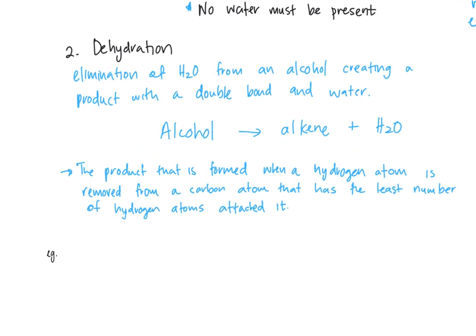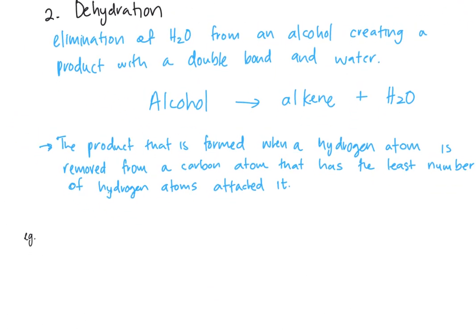So with dehydration reactions, you're going to have the elimination of water from an alcohol, creating a product with a double bond and water. So you start off with an alcohol, you end up with an alkene and water. And remember, the product that is formed when a hydrogen atom is removed from a carbon atom that has the least number of hydrogen atoms attached to it. So let's have a look at an example for dehydration.